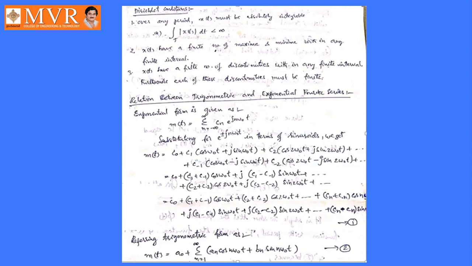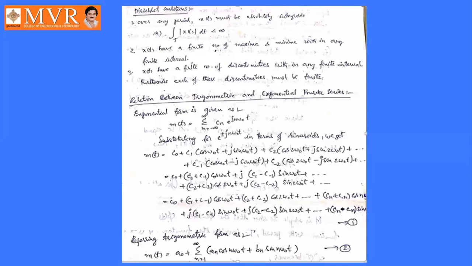The third one is, x of t has a finite number of discontinuities within any finite interval. Furthermore, each of these discontinuities must be finite. All must be finite values. So a finite number of discontinuities within any finite interval.